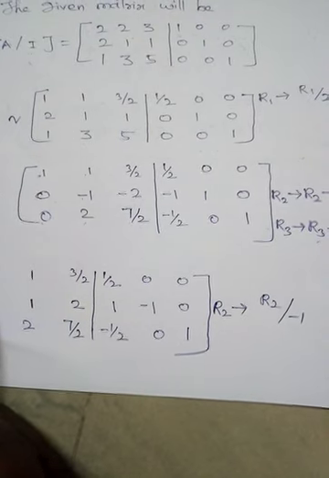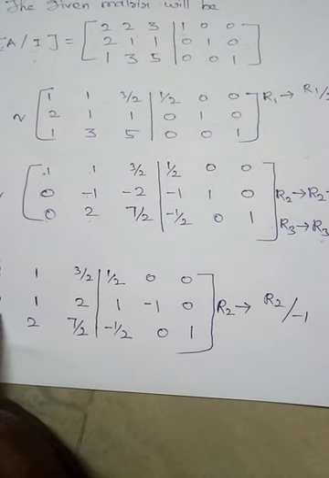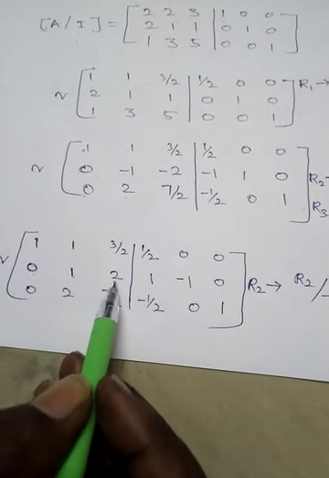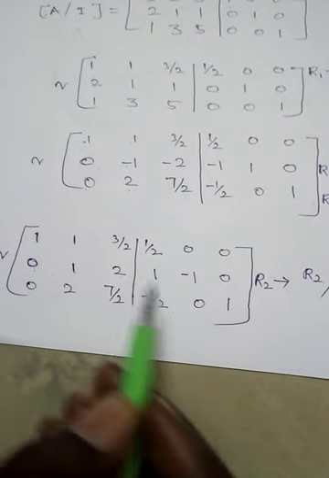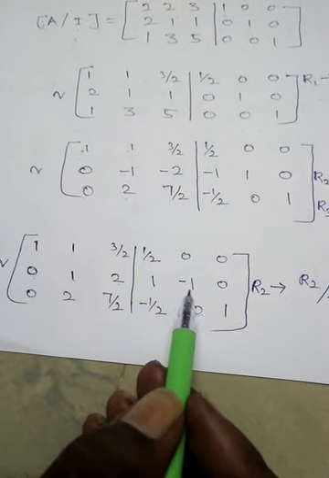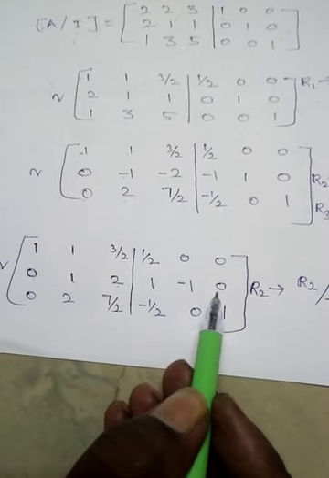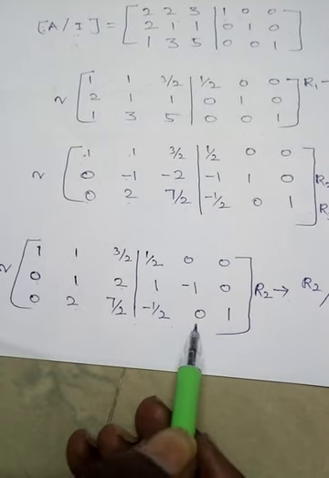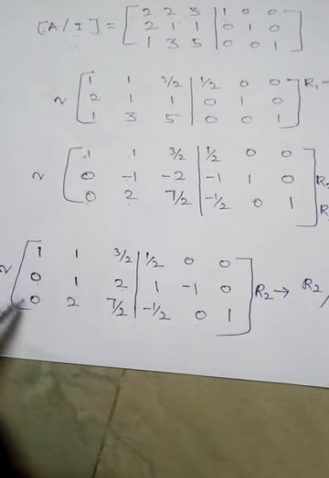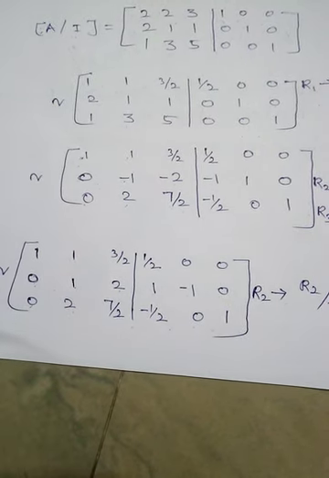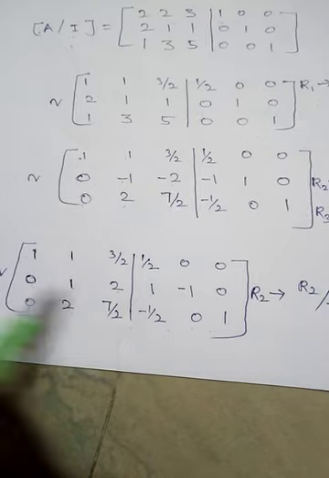So what will happen? 0 by minus 1, 0. Minus 1 by minus 1, it will be 1. Minus 2 by minus 1, plus 2. Minus 1 by minus 1, plus 1. Plus 1 by minus 1, minus 1. 0 by minus 1, 0. 0, 2, 7 by 2, 1 by minus 1 by 2, 0, 1. So in this iteration, the first row and the third row have no change. The only change occurred in the second row.